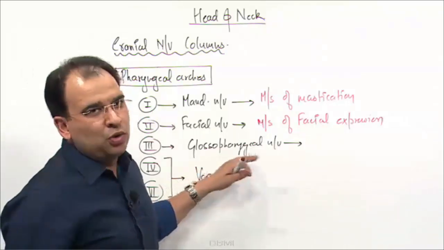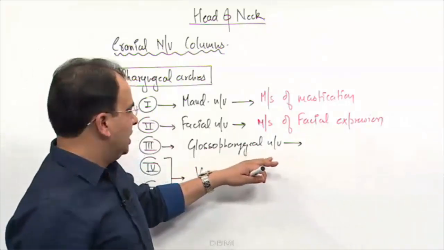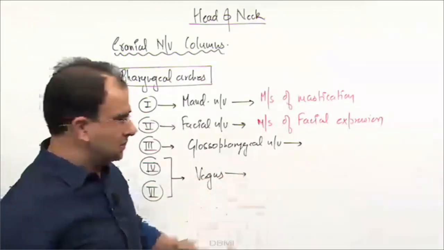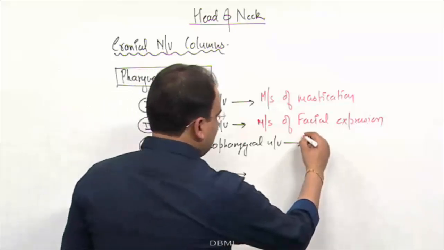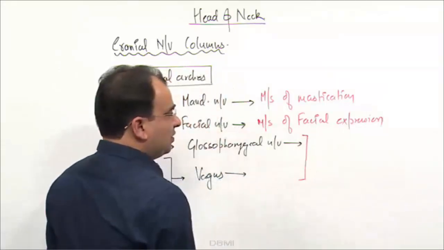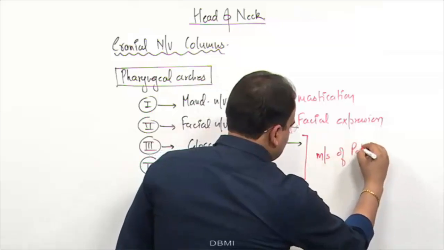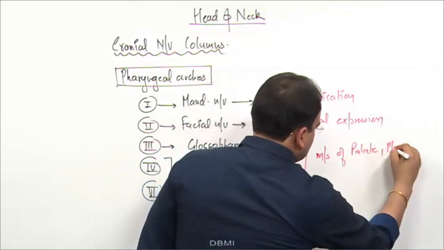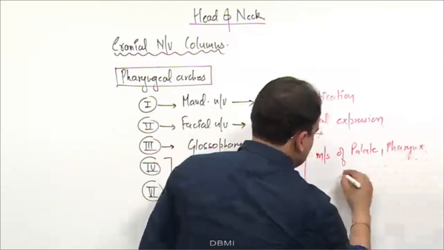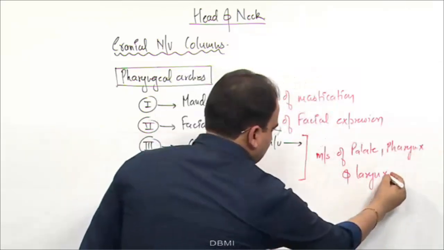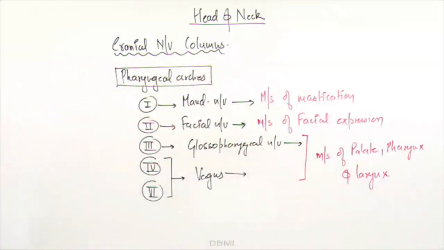Glossopharyngeal nerve supplies only one muscle, that is stylopharyngeus, and vagus nerve will supply all other muscles of palate, pharynx and larynx. So basically I can say that glossopharyngeal and vagus nerve collectively supply muscles of palate, pharynx and larynx.